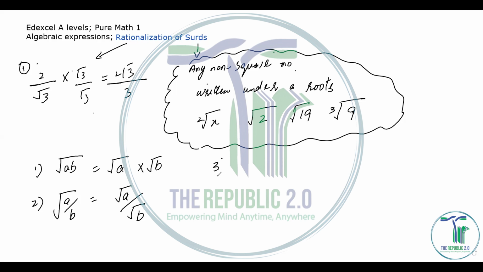But students often make the mistake of writing under root a plus b as under root a plus under root b. This is wrong. Under root a plus b cannot be written as under root a plus under root b. Similarly, under root a minus b also cannot be written as under root a minus under root b. This rule is only for multiplication and division. It has nothing to do with addition or subtraction.